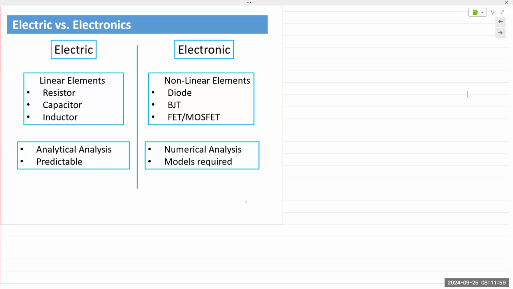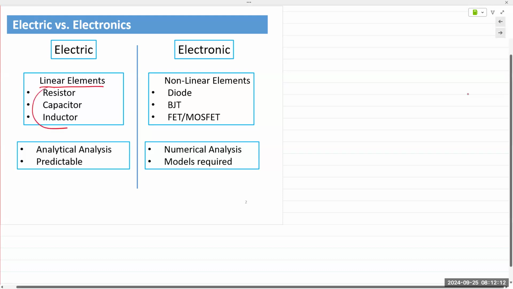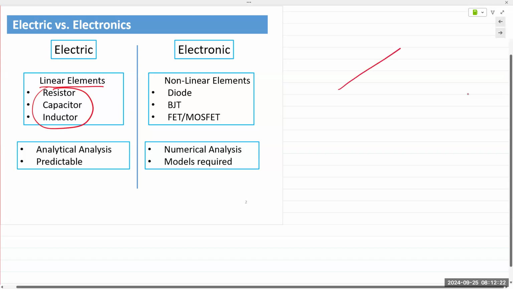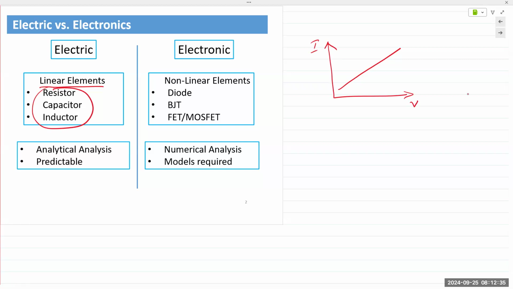Well, in circuits, we look at linear elements, the foundational components of electrical engineering or any electric circuit for that matter: resistors, capacitors, and inductors. The reason we call them linear elements is because the relationship between the voltage and current is linear, okay? VI characteristics. As voltage increases, current increases. As voltage decreases, current decreases, and vice versa.